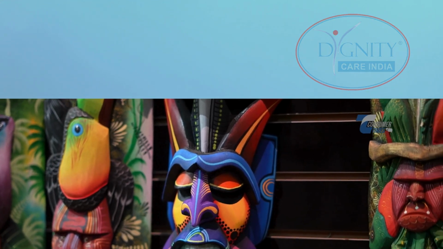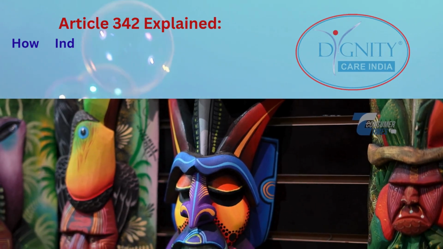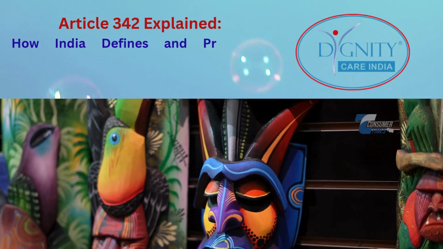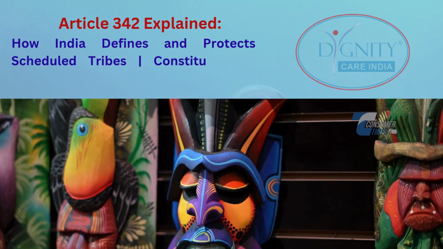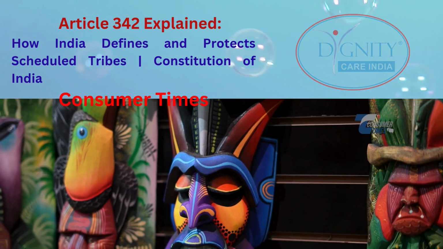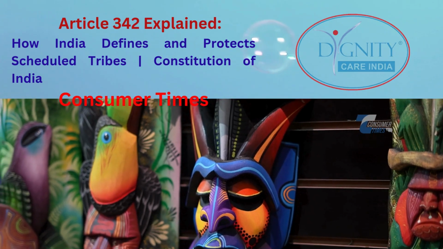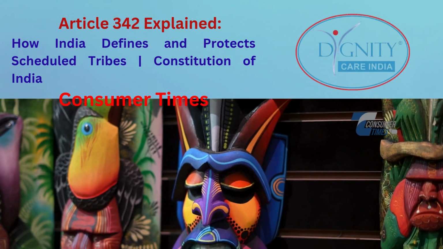Understanding Article 342 of the Indian Constitution, the constitutional provision that defines who scheduled tribes are and how they're officially recognized. In this episode of Consumer Times, we break down the amendment process, the role of state governments and the President, and why this article is crucial for tribal welfare and rights in India.